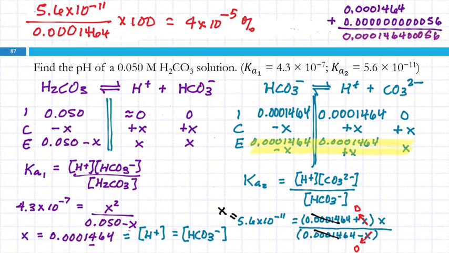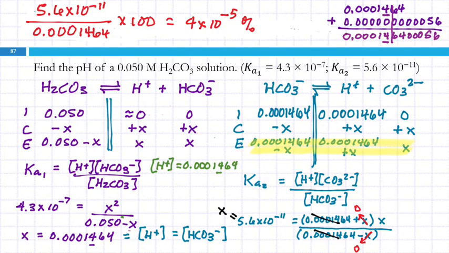I accidentally used a different purple. Oh well. So there's our last significant figure, right? Did that 5, 6 way down at the end matter at all? It didn't matter at all. So we end up saying that the hydrogen ion concentration is equal to 0.0001464. That's the answer we got from the first ionization.